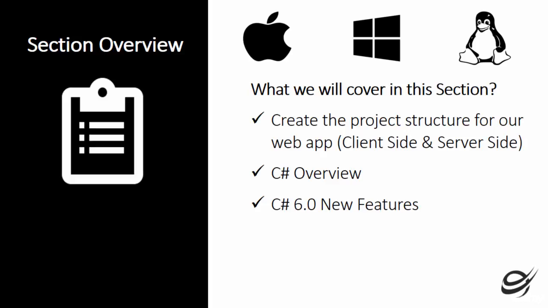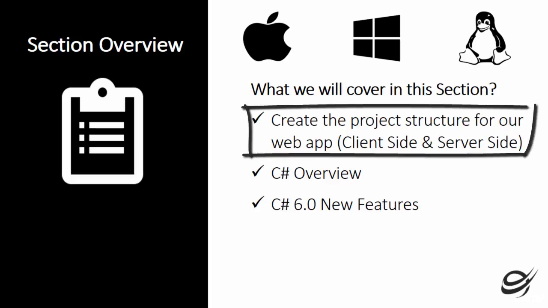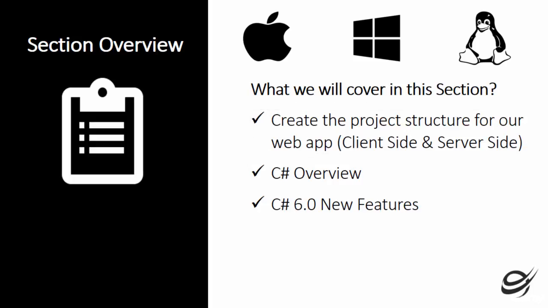What will we cover in this section? In this section, we are going to create the project structure for our ASP.NET Core web app. We are going to start with an empty project and build all of our client-side and server-side dependencies so that we can build our app starting from the ground up.